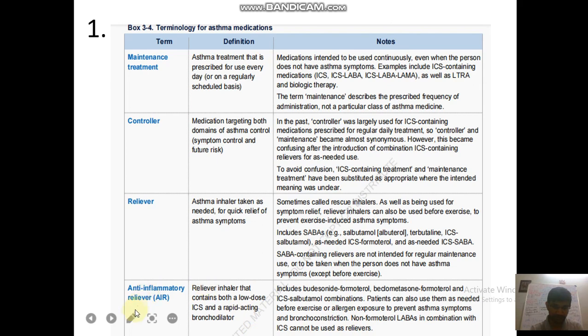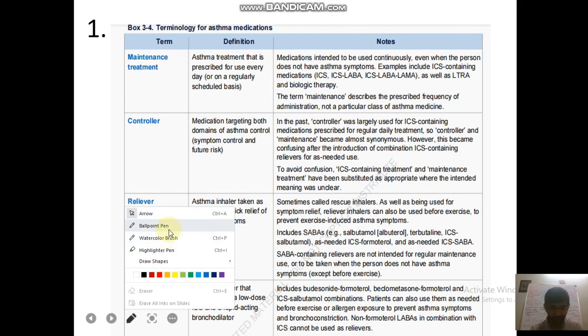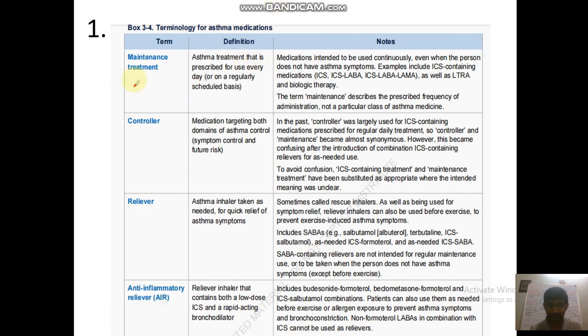This is regarding the box of terminology for asthma medications. First one is maintenance treatment, second is controller, third is reliever, and fourth is anti-inflammatory reliever. First three names you have heard even in 2022, but it was not very clearly defined. But here they clearly defined it. And fourth is anti-inflammatory reliever. It is a newer addition. We will study one by one.